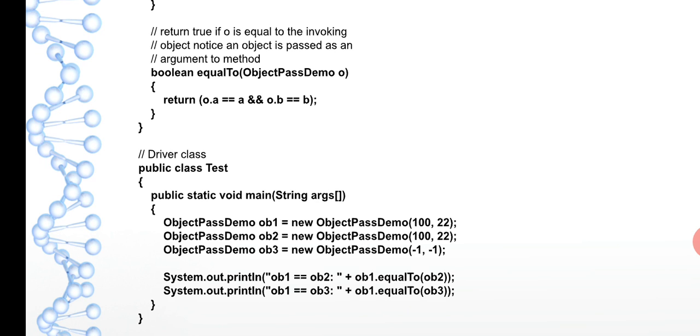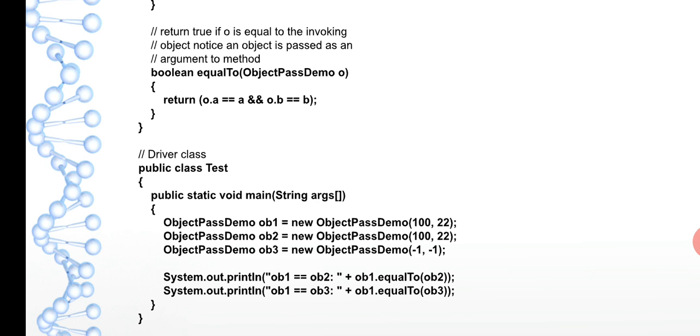That means now here, see, you can see boolean equals, ObjectPassDemo o. That o will have the reference of OB2. It is not like the entire thing will be passed. o will hold the reference of OB2. Now what are the values available in OB2 for A and B? Again it is 100 and 22, isn't it? When you create the object, you pass the same value. So OB2 also will have 100 and 22.